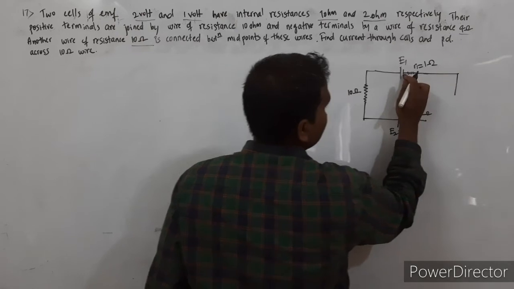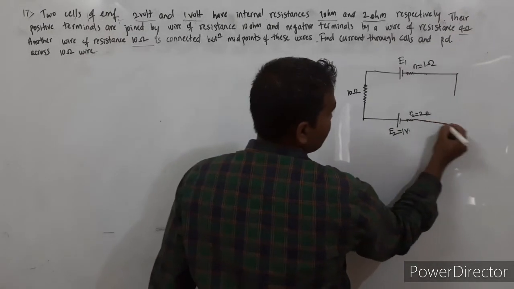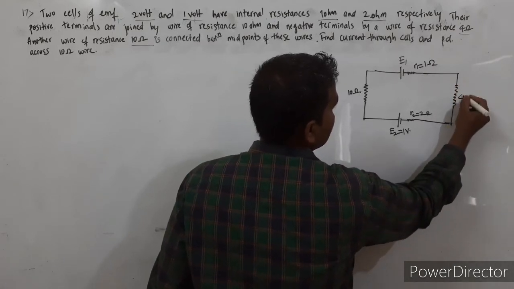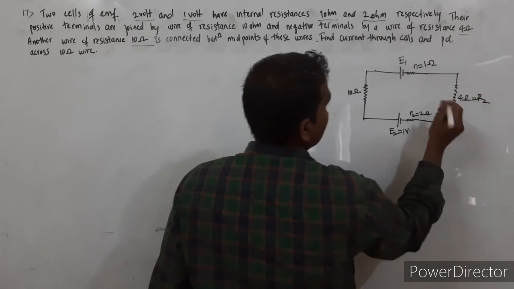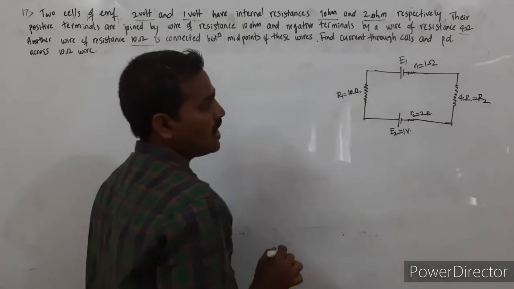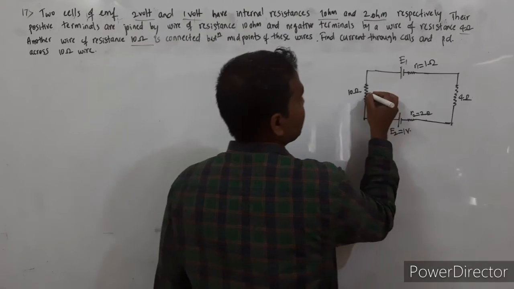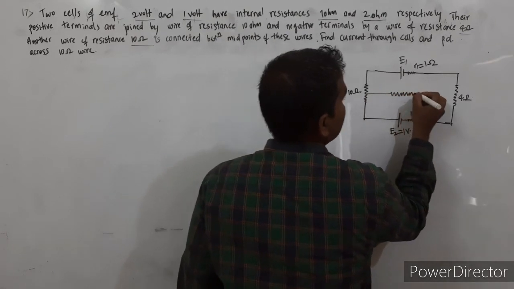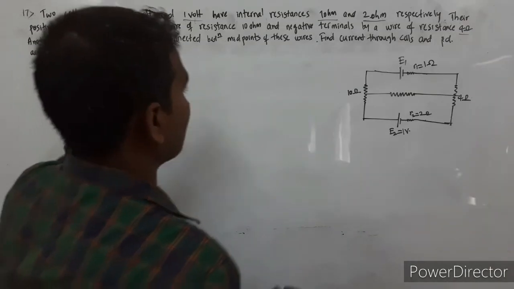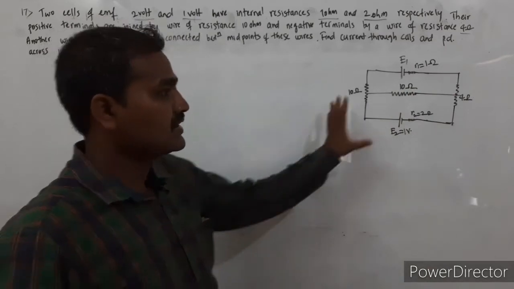Okay. And their negative terminals, so this is the negative terminal of E1, this is the negative terminal of E2. These two are connected by the wire of resistance of 4 ohm. So this can be written like this. This I write as R2, this is R1. R1 is equal to 10 ohm, R2 is equal to 4 ohm. And there is another wire connecting midpoints of these two wires. Yes, and its resistance is given by 10 ohm. This is the connection given.